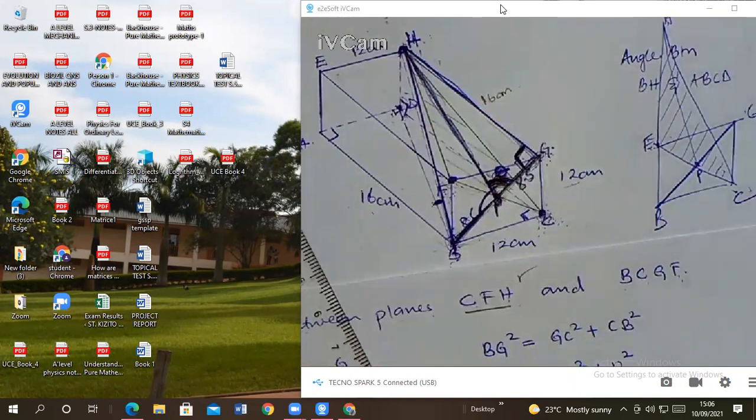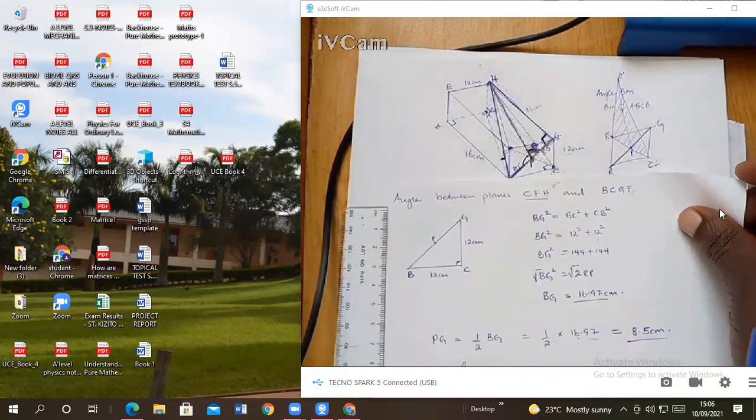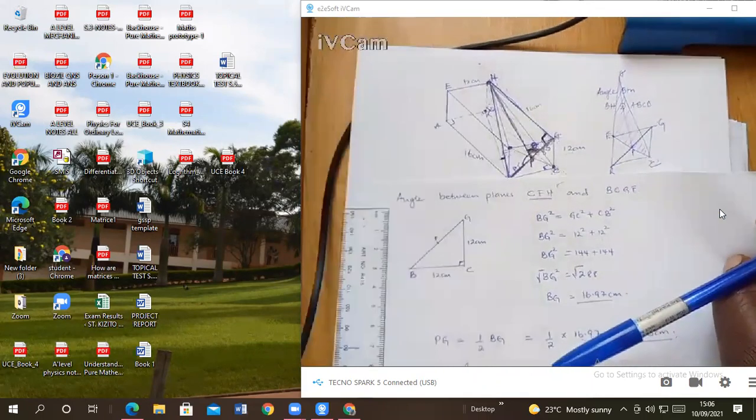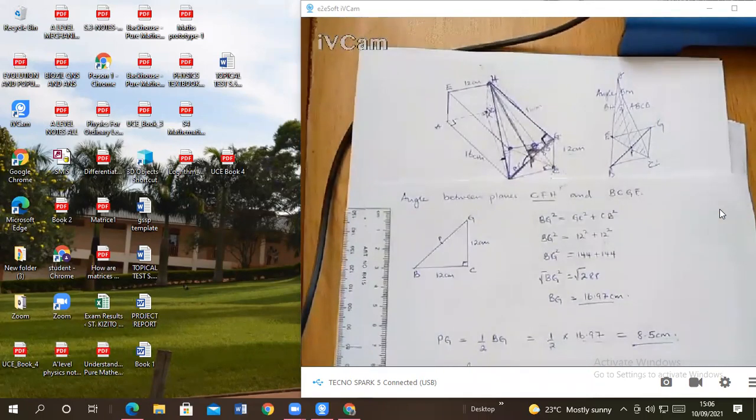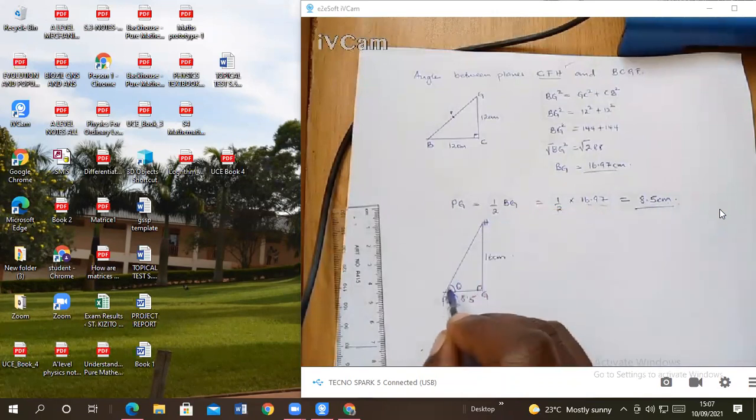So you have there the triangle HGP. And at P, that's where we have our angle. So that means that the angle is at point P, and GP is 8.5, and HG is 16 centimeters. So this is the angle we want. This angle theta here at point P.